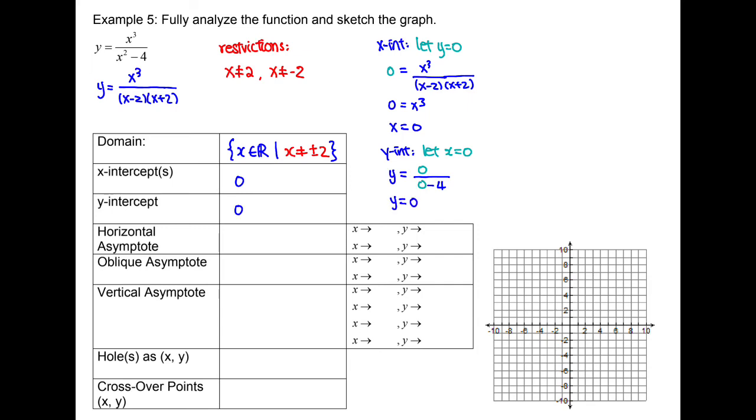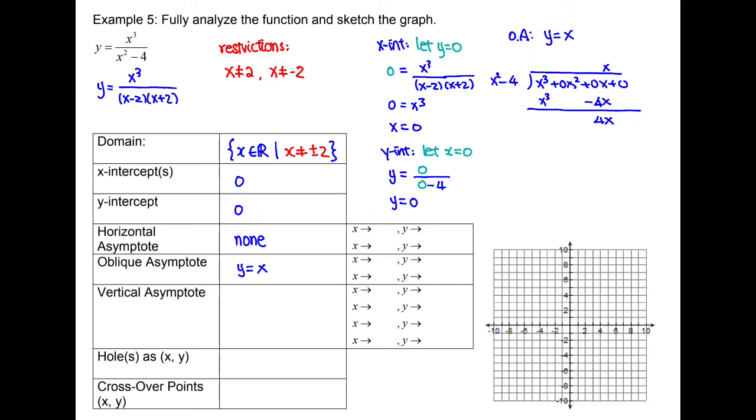Third, let's determine our horizontal or oblique asymptote. Since the degree of the numerator is higher than the degree of the denominator, we say there is no horizontal asymptote, but there is an oblique asymptote. We have to use long division to find the quotient, which is our oblique asymptote. So our oblique asymptote will be at y equals x.